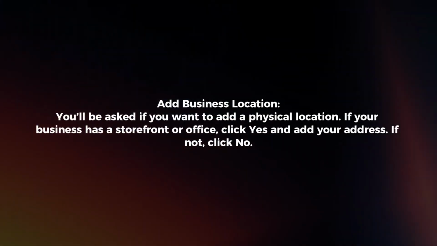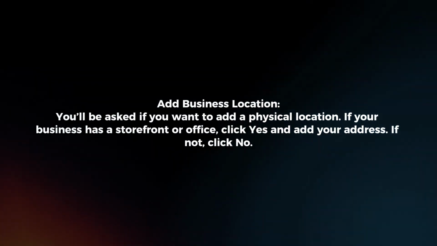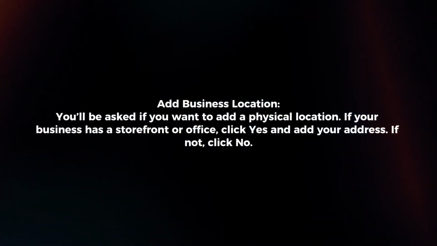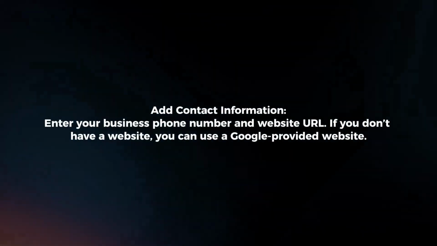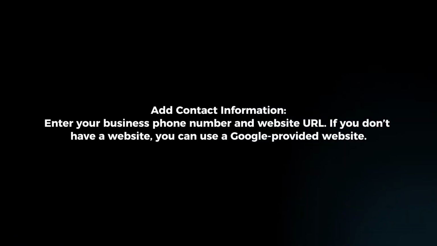Add business location. You'll be asked if you want to add a physical location. If your business has a storefront or office, click Yes and add your address. If not, click No. Add contact information. Enter your business phone number and website URL. If you don't have a website, you can use a Google provided website.